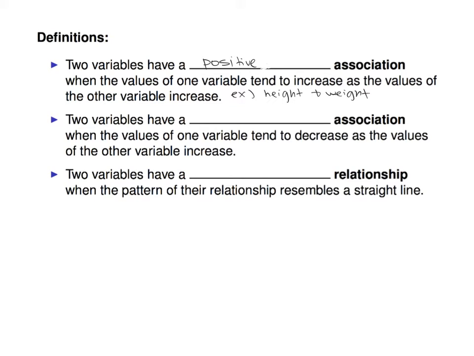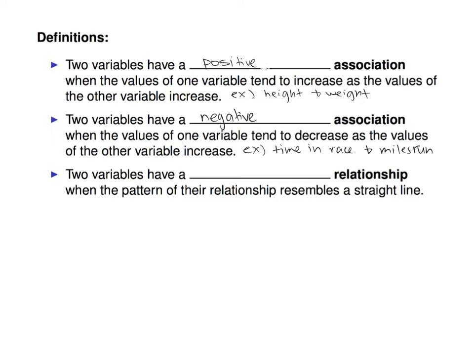Two variables have a negative association when the values of one variable tend to decrease as the values of the other variable increase. For example, your time in a race and miles run. The more you run, the faster you get and the lower your time gets. So as your miles run increases, your time decreases.